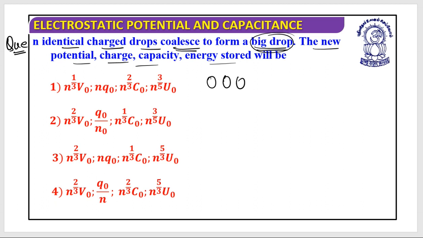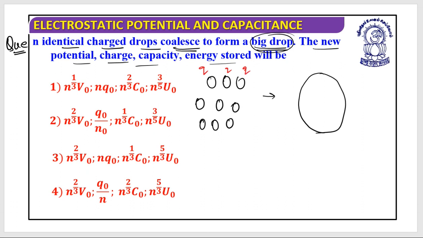There are n number of drops, something like this, and they are going to combine and form a new, bigger drop. So what's supposed to be done is that each identical charged drop, let's say, has a charge q, charge q, charge q, and so on. So the final charge would be equal to n into q. That means the new charge would be equal to n into q. Yes, that you know.